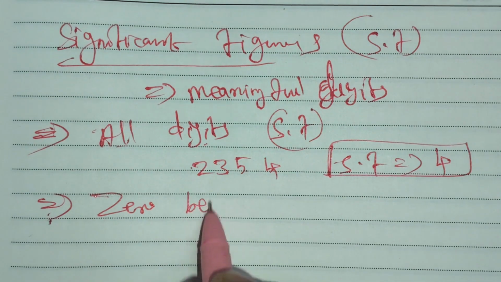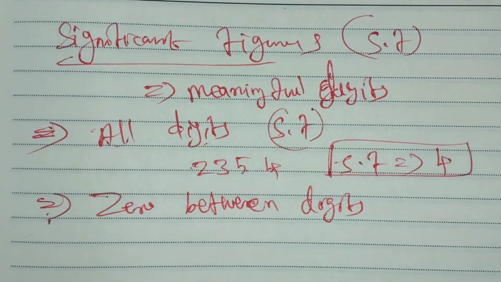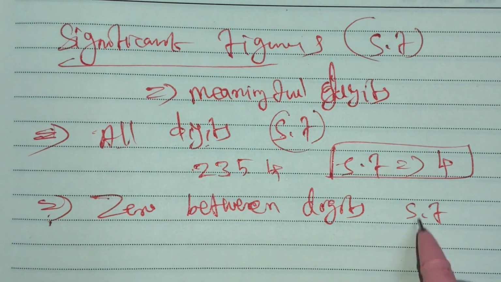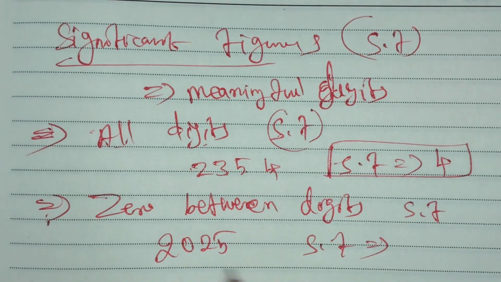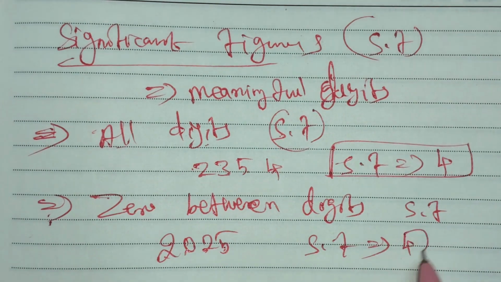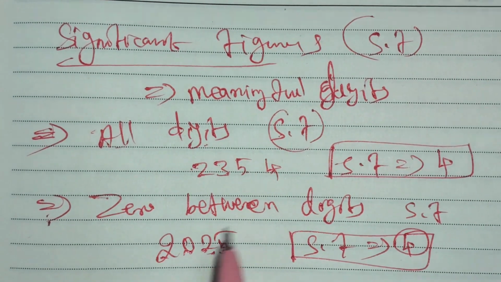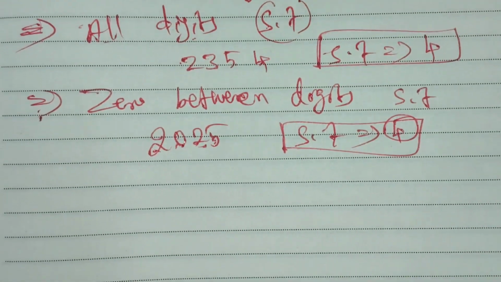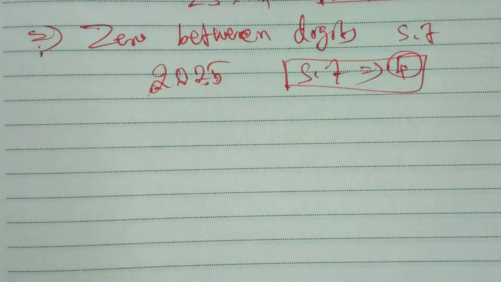Zeros between digits also count as significant figures. For example, 2025: the significant figures are 1 2 3 4, so 4 significant figures, because this 0 is between two digits. That's why that 0 is taken as a significant figure. So the significant figures are 4.